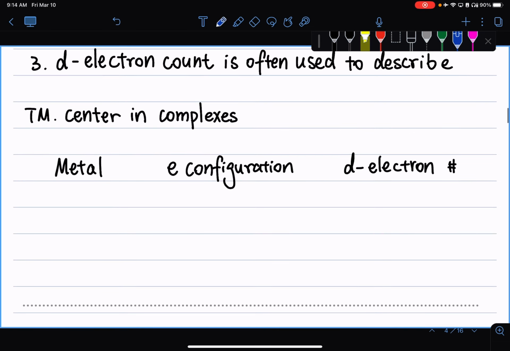So what it means, let's just use, say, zinc 2+ as an example. Zinc is number 30. And we write the electron configuration here. That's argon 3d10. It used to have 4s2, but we're removing those 2 electrons because it's zinc 2+. So if we're looking at the d electron count, we're counting the electrons in the d atomic orbitals. So the d electron count in zinc 2+ will be 10.